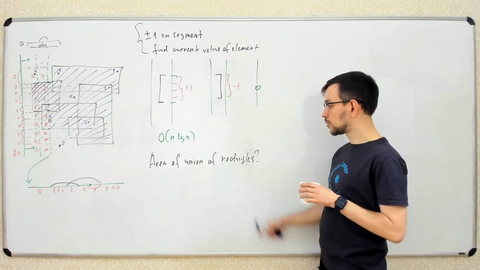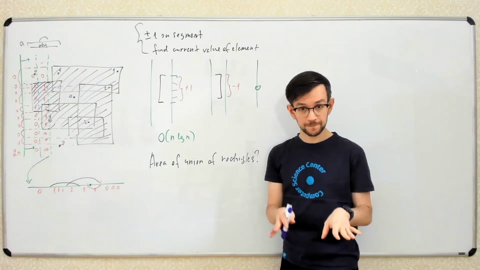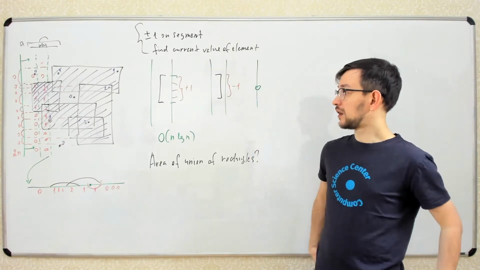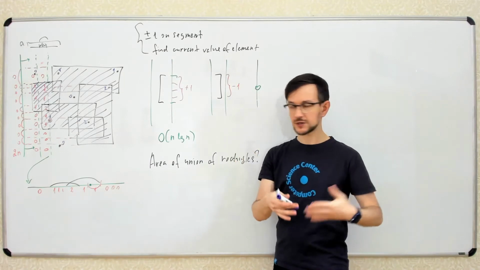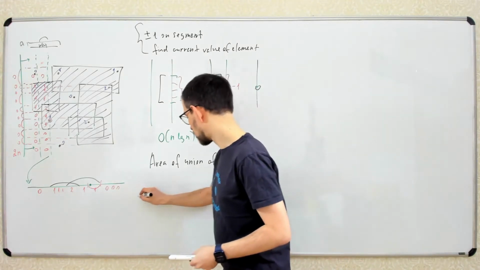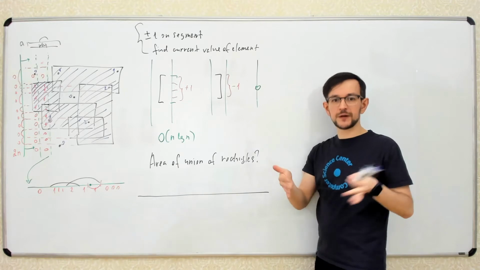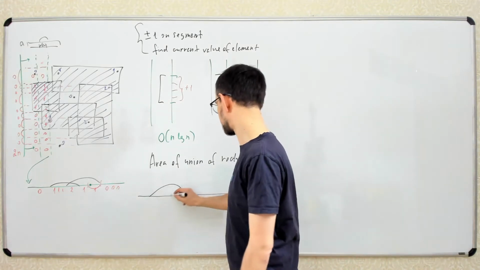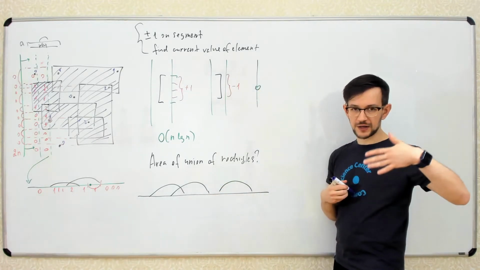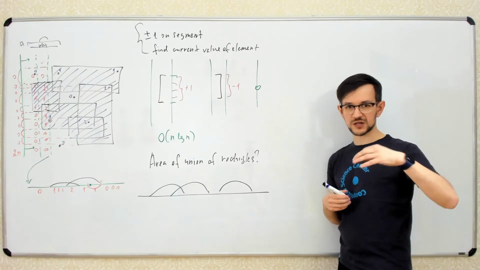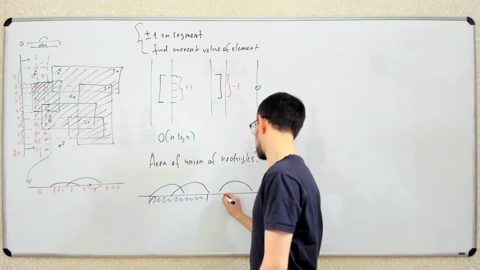Let's go. So how to implement this? Again, first, let's solve this problem in the one-dimensional case. So you have only one line, and each one-dimensional rectangle is a segment. You have some segments on this line, and you want to find the total length of all points covered by at least one segment. So you want to calculate the total length of this union.